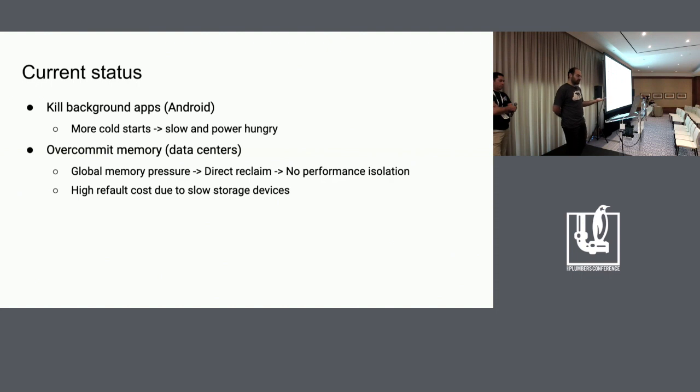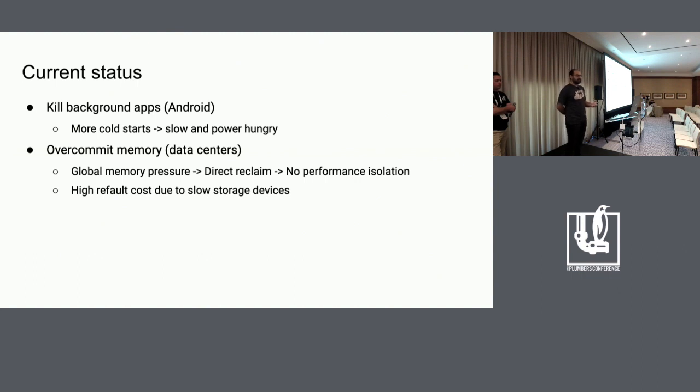While on the other end, for data centers, you usually overcommit the memory. And when you overcommit the memory, there's more chance you will hit global memory pressure. And when you hit global memory pressure, you will go into direct reclaim. Once you're in direct reclaim, there is no performance isolation between the jobs. There are so many different ways things can go wrong in direct reclaim, particularly in the Linux kernel, with many different heuristics. Particularly for a server where you're running multiple jobs, batch jobs and latency-sensitive jobs, you never want to go into direct reclaim.